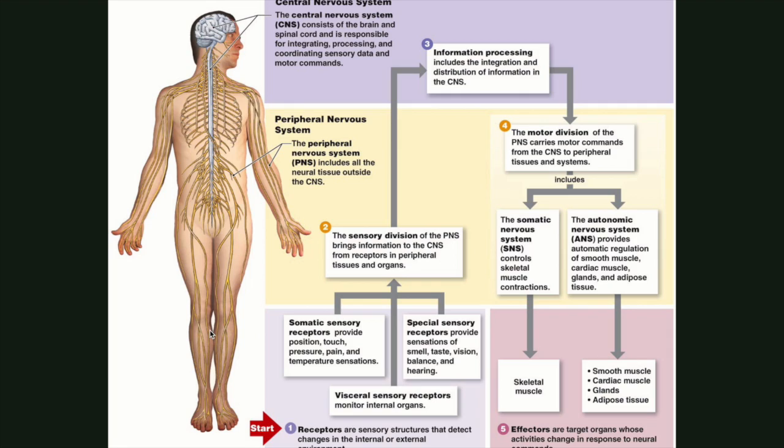Then the peripheral nervous system is everything outside of the central nervous system, and it can be divided into motor and sensory divisions. The sensory division sends information to the central nervous system, and the motor division is receiving information from the central nervous system. And the motor division can be further broken into somatic, which is our voluntary skeletal muscles, and then autonomic, which we'll talk about in chapter 14.